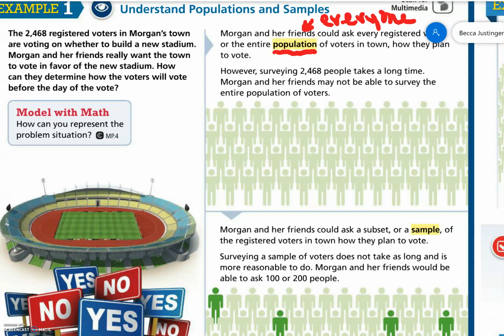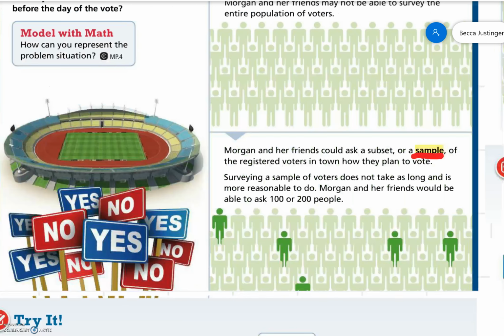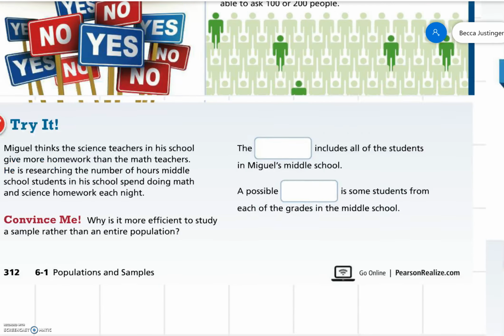Morgan and her friends could ask a subset or a sample of the registered voters in town how they plan to vote. So a sample is a smaller representation of everybody in the entire town. So surveying the sample of voters does not take as long and is more reasonable to do. Morgan and her friends would be able to ask 100 or 200 people.